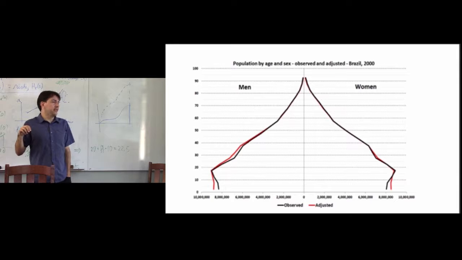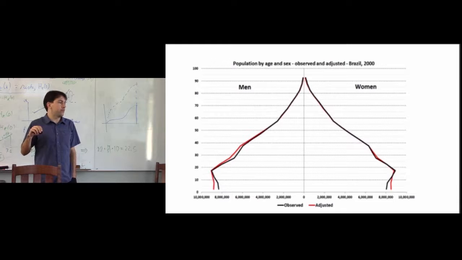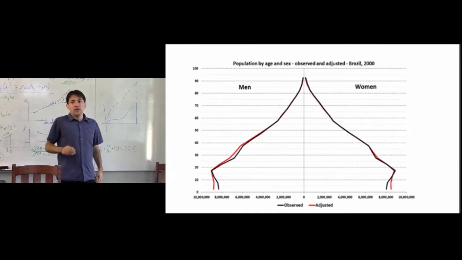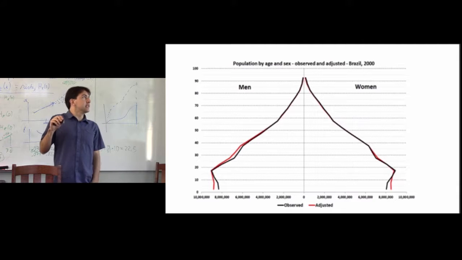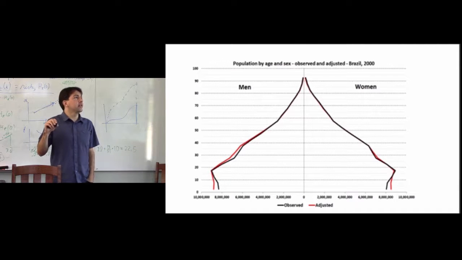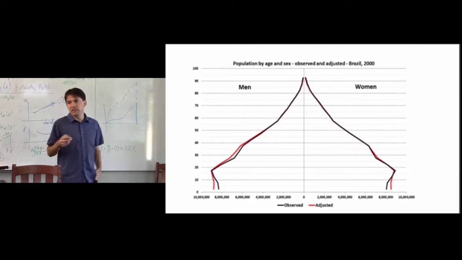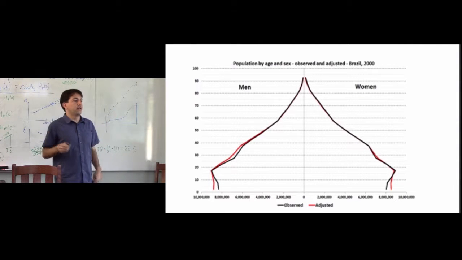The black line here is the observed in the census, and the red line is the adjusted population. So we can see that we adjusted here for 0 to 4 and 5 to 9, and then here for males, a little bit here for females. Normally in the census we have more people here than we estimate, because of the effect of age exaggeration among the elderly population here.